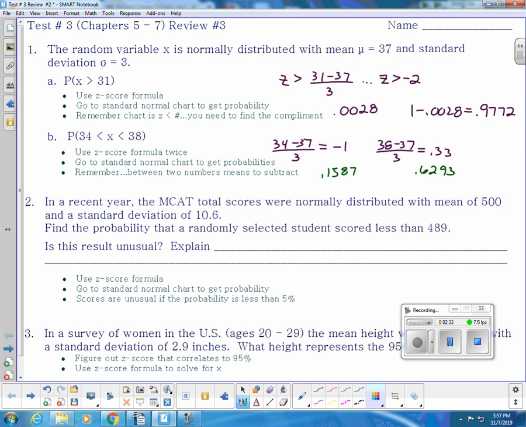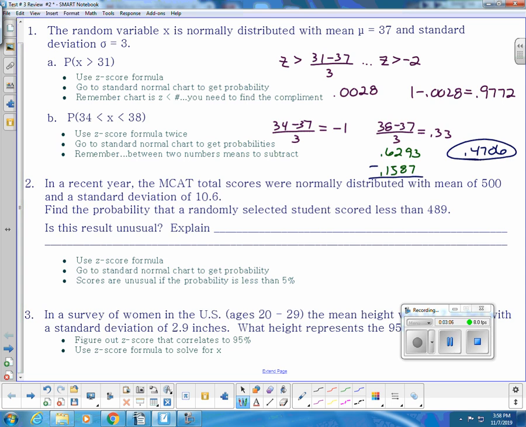And we are going to subtract those. Anytime you're in between two numbers, you subtract them. So if I subtract these, I get 0.4706. Okay, you are subtracting this. All right? So the z-score formula is a very easy formula. Just remember, you then have to go to the chart and pay attention to whether it's greater than, less than, or in between.